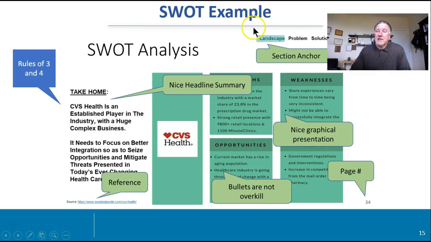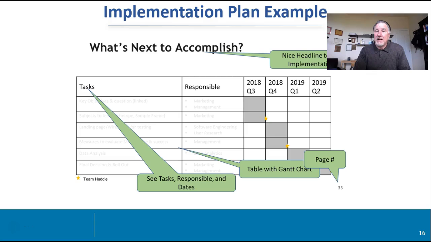Other things I like is the section anchor. I do like the graphical presentation of the SWOT analysis in the box. I probably would have a little more contrast between the color in the background and the font. And with bullets, you notice that there aren't 10 bullets. They're not overkill, and the statements are not overly long. Last but not least, there's a page number and references that are there as well, and you have your anchors.